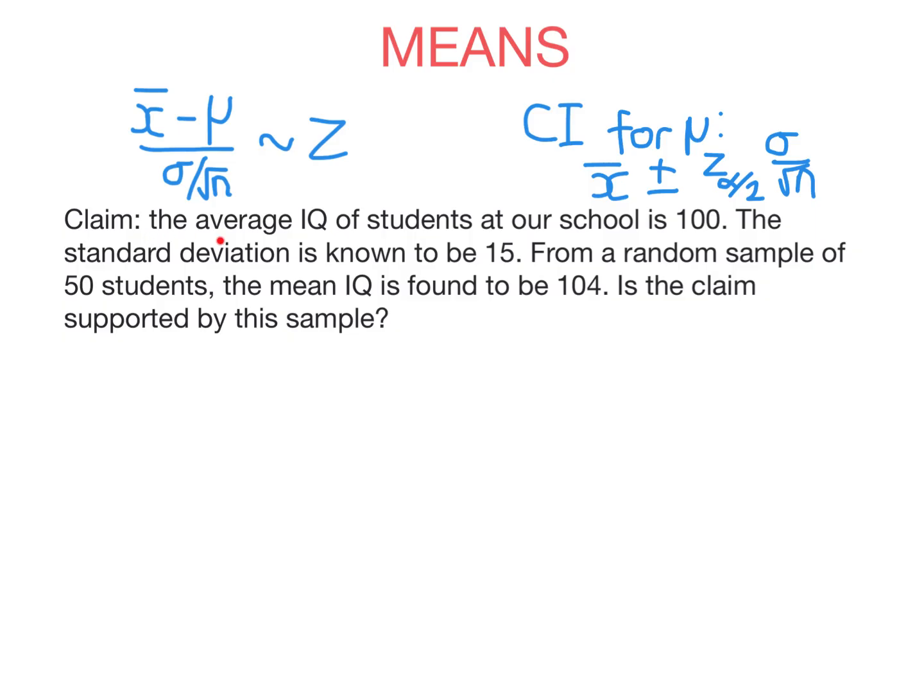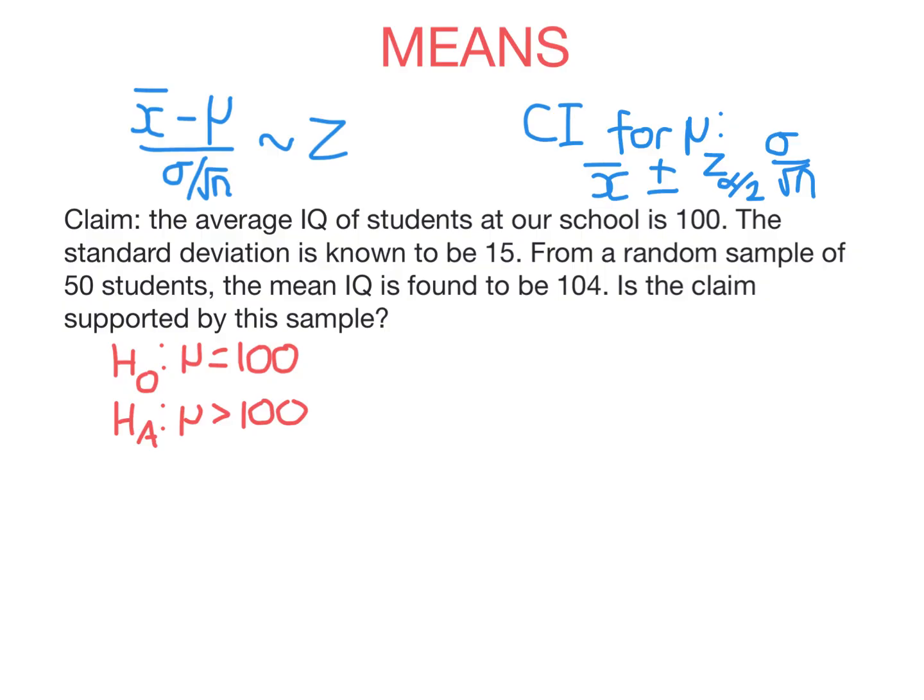So the claim here is that the average IQ of students at our school is 100. Now we know the standard deviation is 15. We take a sample of 50 students. The mean IQ in that sample is 104. We're going to perform a hypothesis test to determine whether the original claim here was valid.